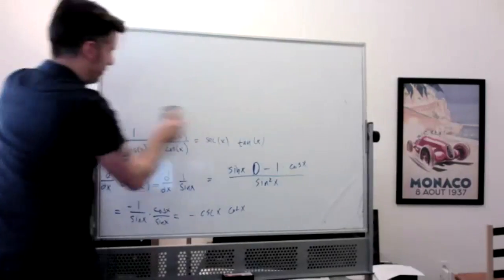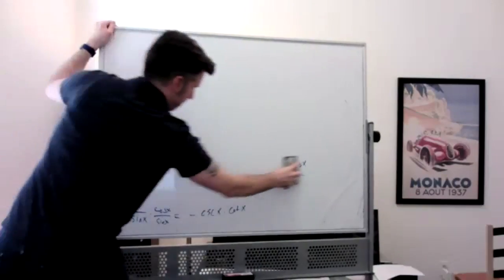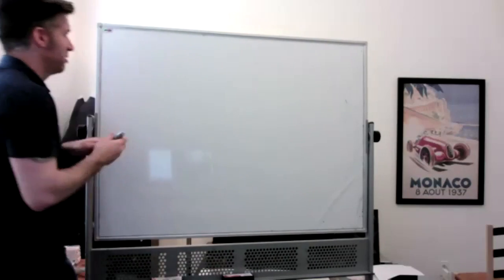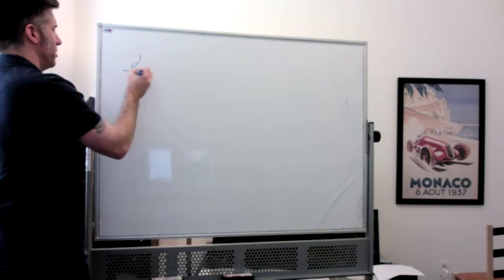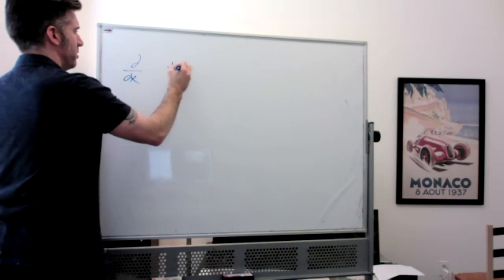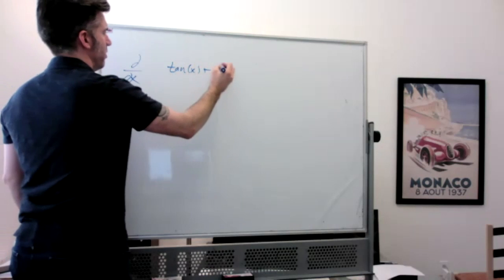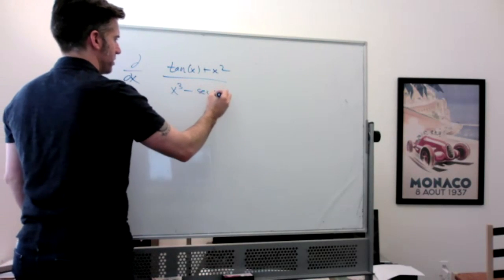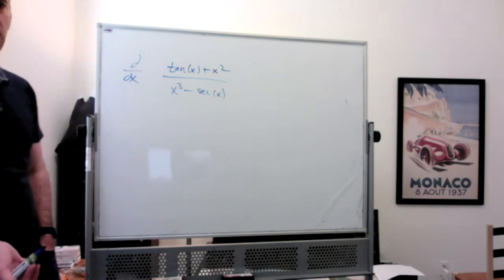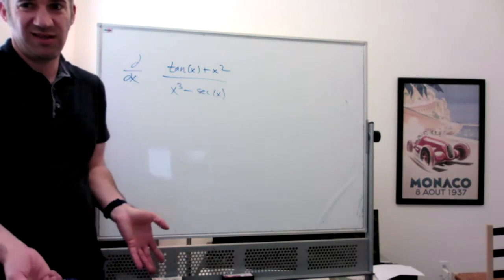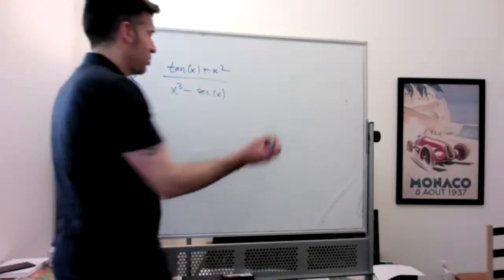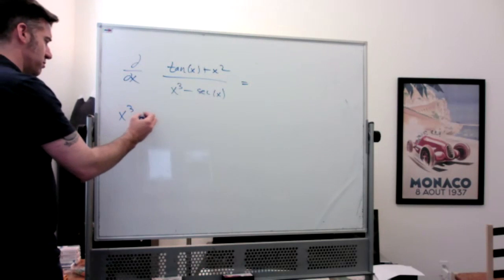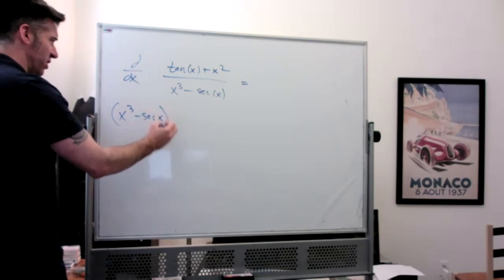Then we can do all sorts of fun stuff. Like we can say, what's the derivative of tangent of x plus x squared over x cubed minus secant of x? Which isn't particularly terrible, but it's just kind of messy, right? It's the quotient rule again. It's the bottom times the derivative of the top.